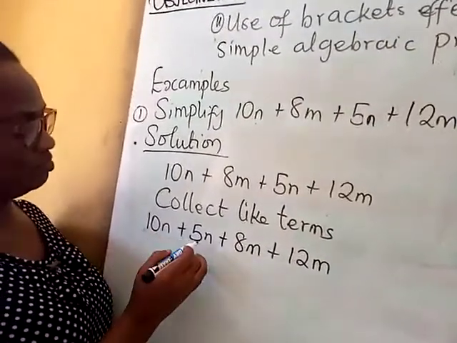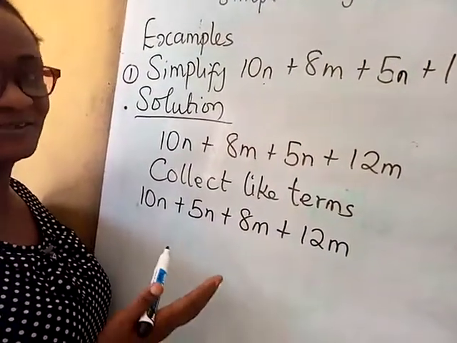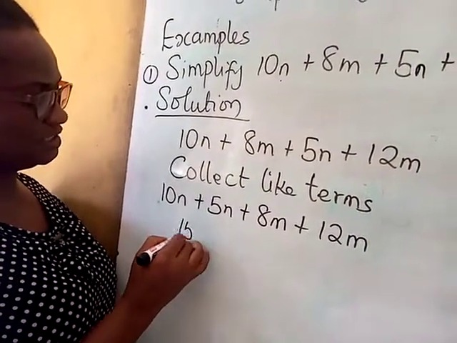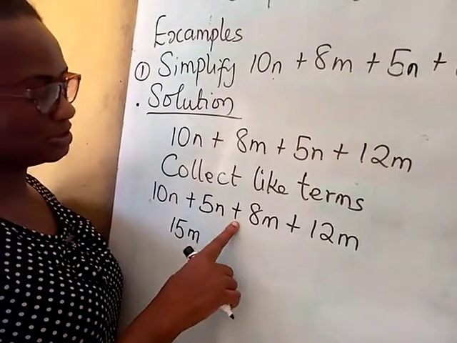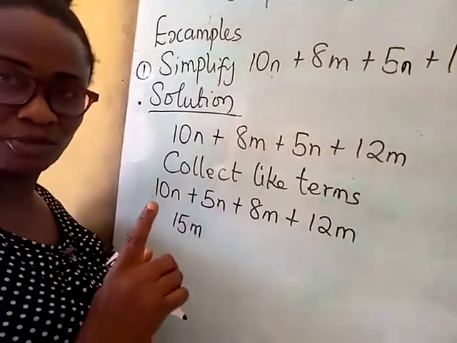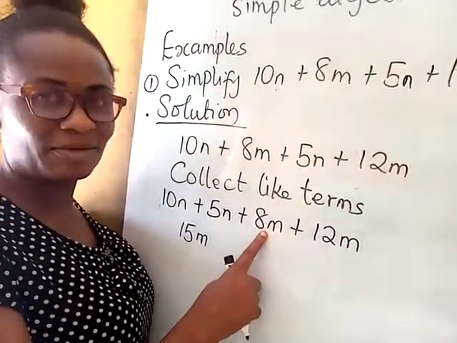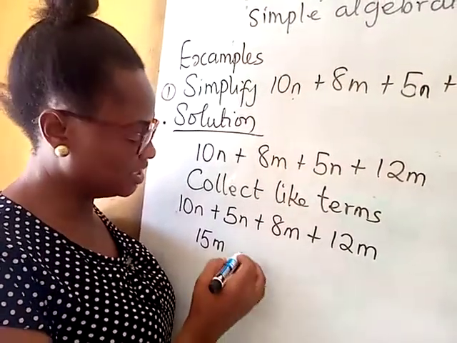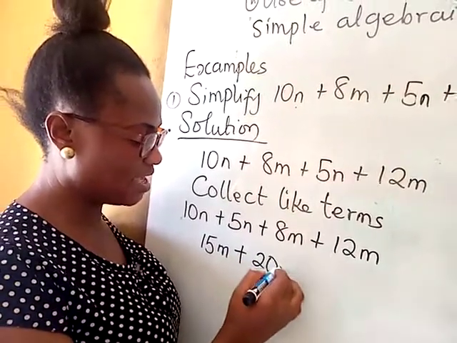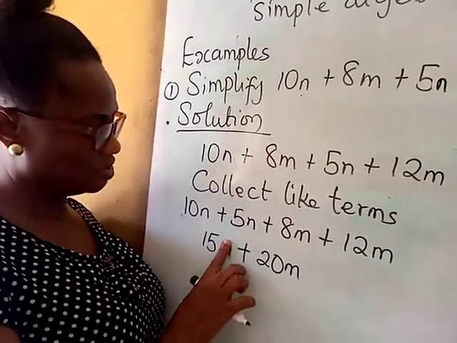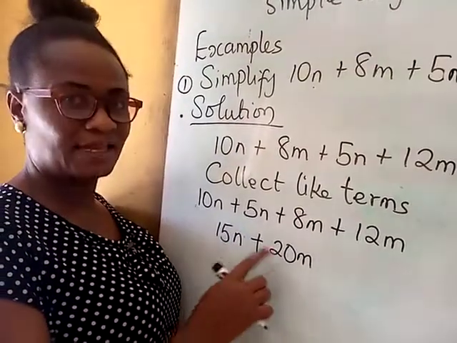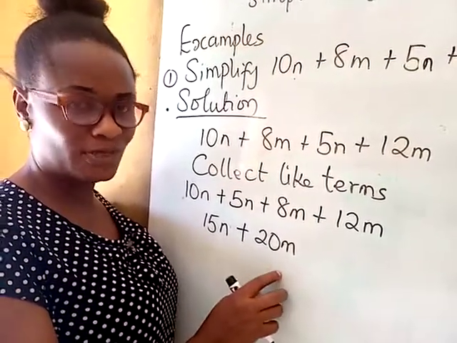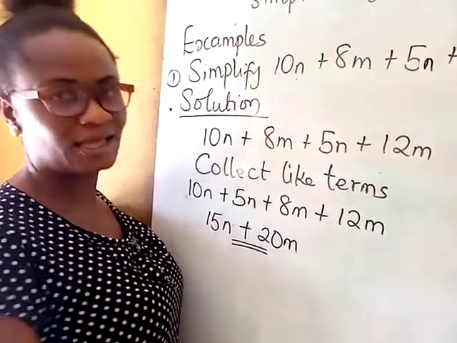Now, 10n plus 5n will give us what? 15n, which I believe you know the answer as you are watching me. Plus and plus will still give us positive. So 12n plus 15n, which I know the answer is what? 27n. So it will be 15n plus 8m plus 12n. Now, n and m are not like terms. So because they are not like terms, we cannot add them together. So this will give us our final answer.